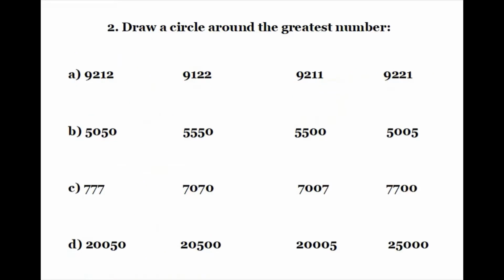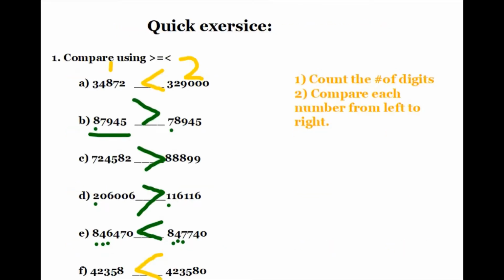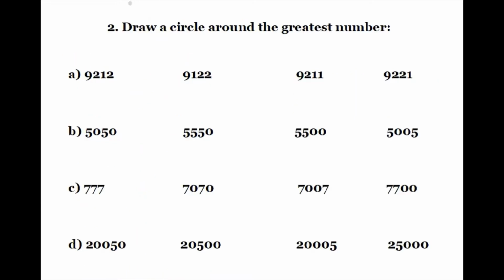And so for our second activity, the instruction is draw a circle around the greatest number. We still follow the 2 steps I gave you on the previous page, because we are still dealing with positive numbers. So number 2A, we can follow the procedure. The first one is count the number of digits in each number. So 4, 4, 4, and 4. So we rule out number 1 because it didn't help us. Number 2, we compare the first digits of each number. So 9, 9, 9, and 9.